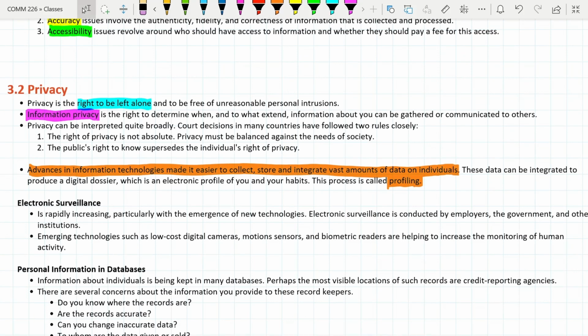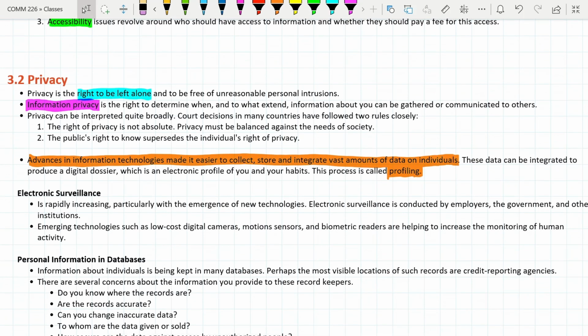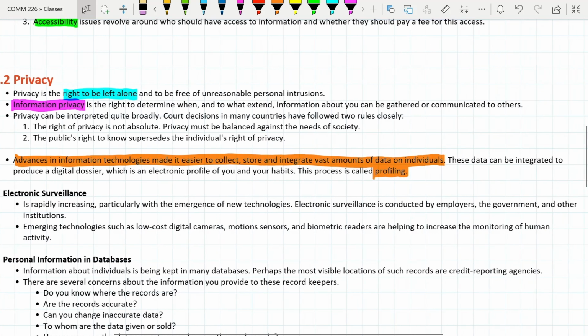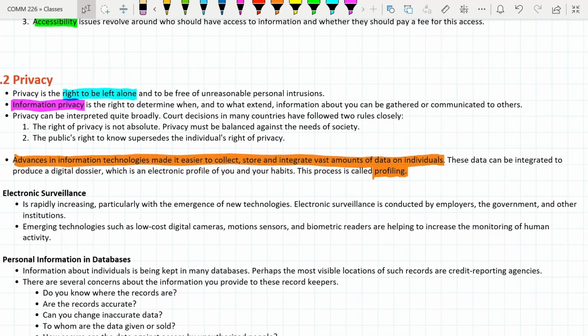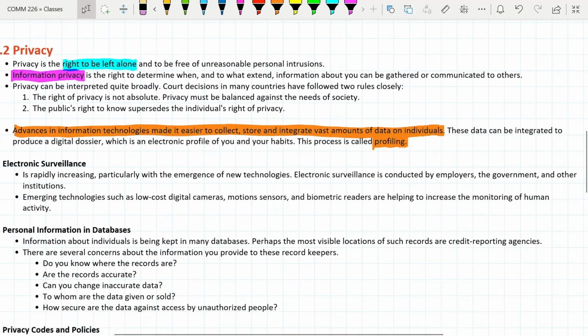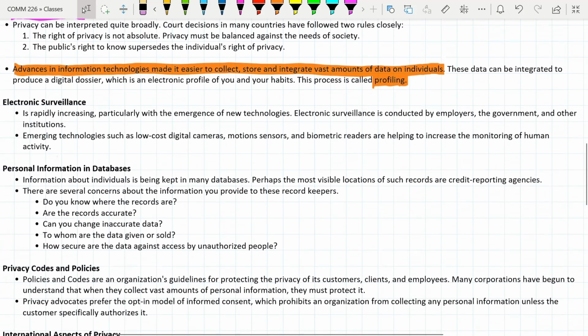So, electronic surveillance. It is rapidly increasing, particularly with the emergence of new technologies. Electronic surveillance is conducted by employers, the government, and other institutions. Emerging technologies such as low-cost digital cameras, motion sensors, and biometric readers are helping to increase the monitoring of human activity.